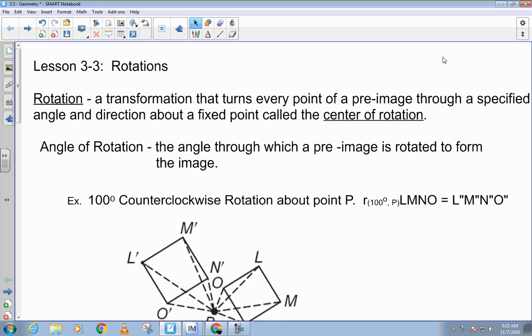Well, rotations is kind of like reflections. They have their own little rules. Okay. We did translations yesterday. And that's where we shifted left, right, up, down. That was relatively easy, right? You move it according to the way they tell you to move it.